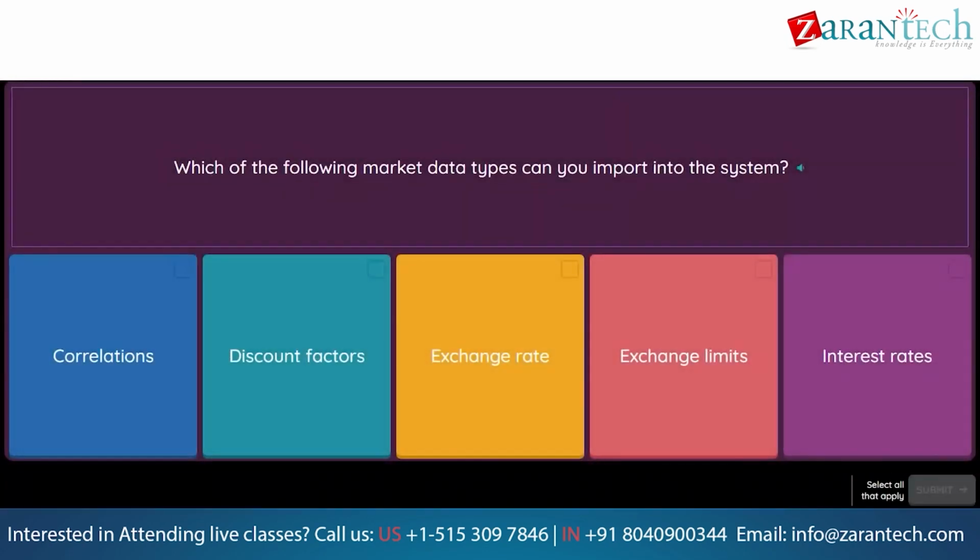Question: which of the following market data types can you import into the system? Option 1, correlations. Option 2, discount factors. Option 3, exchange rate. Option 4, exchange limits. Option 5, interest rates.